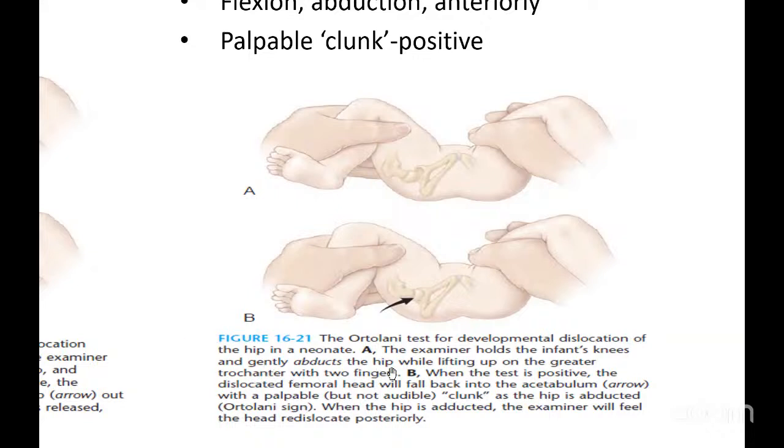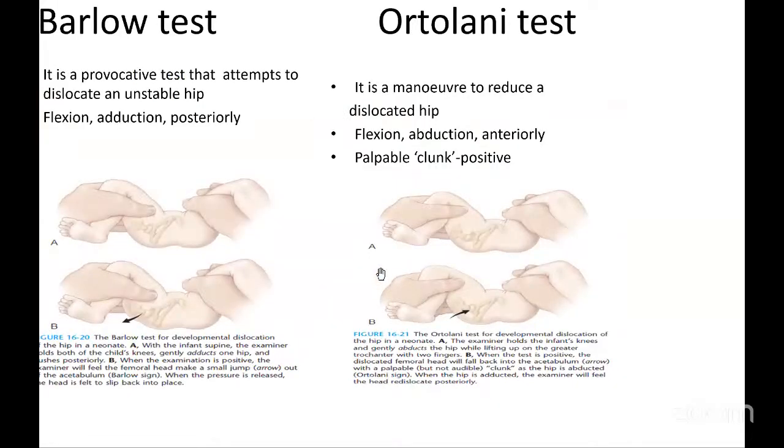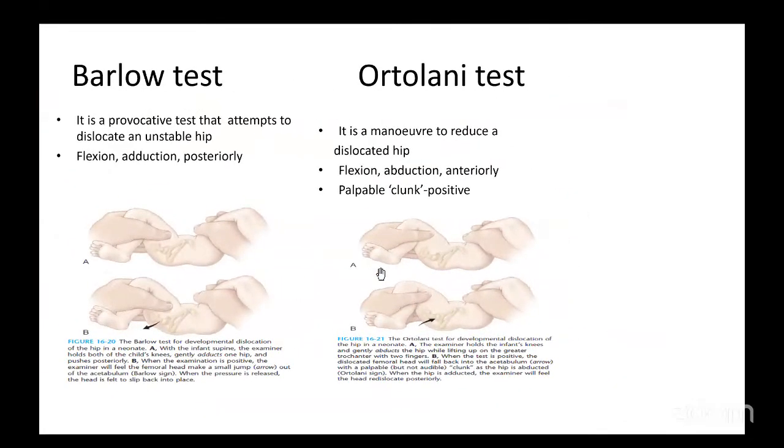We will abduct while lifting up the greater trochanter with two fingers. Here are the fingers and we will abduct. If the test is positive, the dislocated femoral head will fall back into the acetabulum. So we are reducing here. Here, if you see, it is in a reduced position. It is a maneuver to reduce. So we should not get confused between Barlow's and Ortolani's.